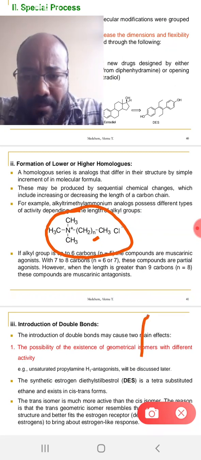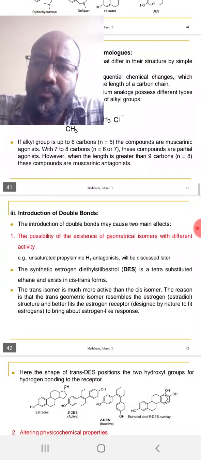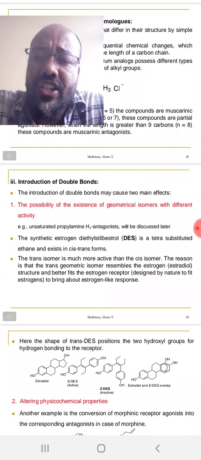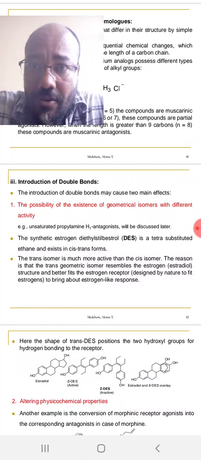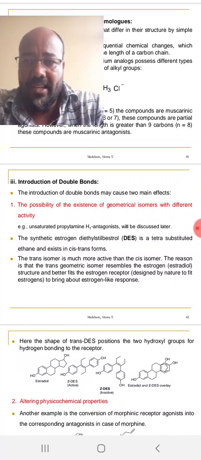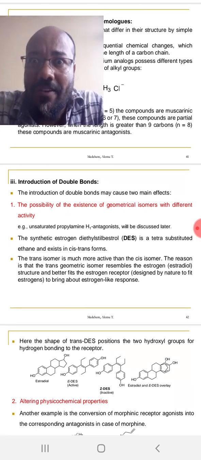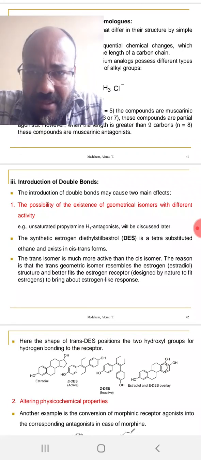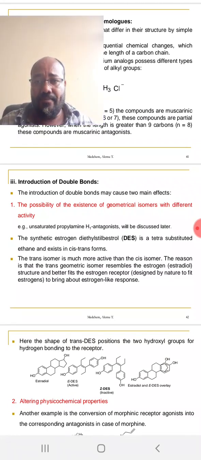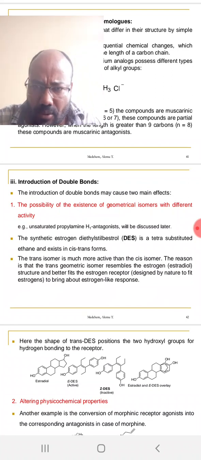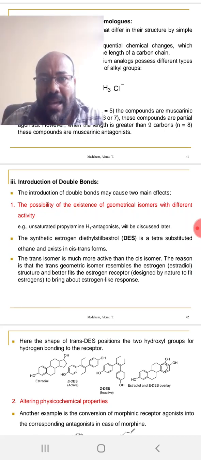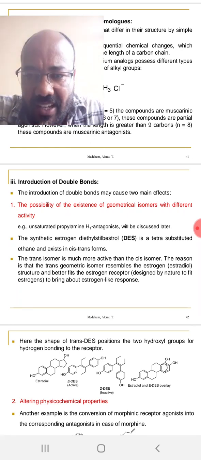Therefore, the other very important thing, in a special process, is the introduction of double bonds. Introducing, adding or removing a double bond will change the pharmacological or biological activity. If you have a drug and add a double bond, the physicochemical properties and pharmacological activity may change, or there may be a new activity.